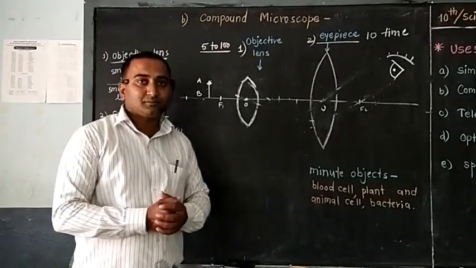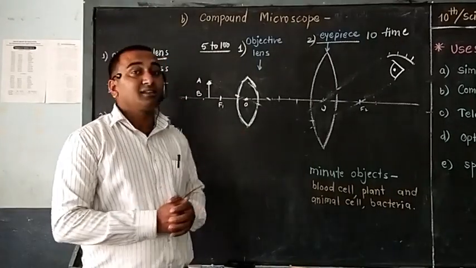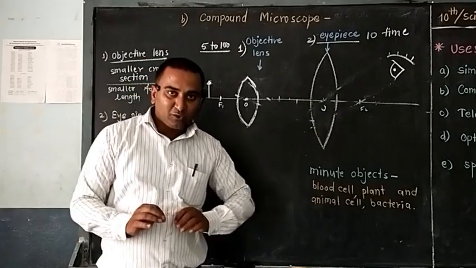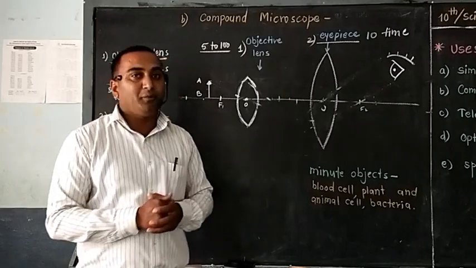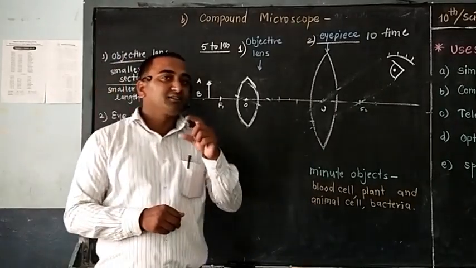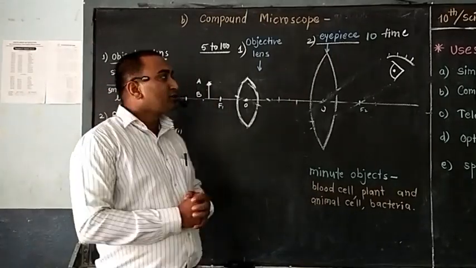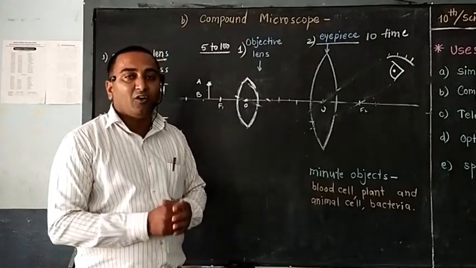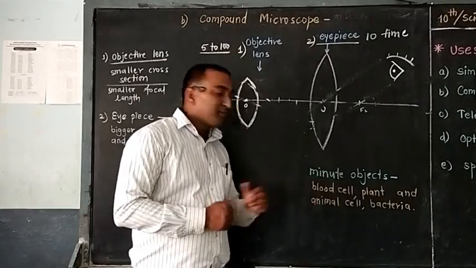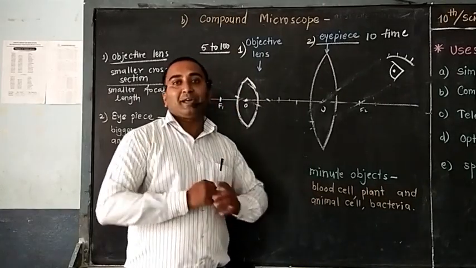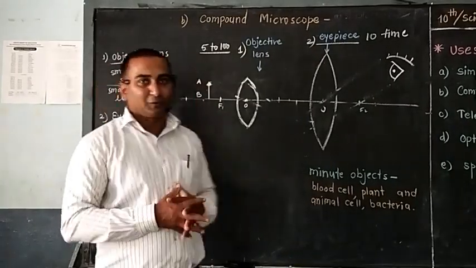Hello students, now we are discussing, after the simple microscope, the compound microscope. A simple microscope can magnify the image 20 times that of the object. That means if the object is 1 centimeter, an image of near about 20 centimeters is formed by the simple microscope. But when the object is minute, for example blood cells, plant or animal cells, or bacteria, the simple microscope does not work. For that, we use the compound microscope.